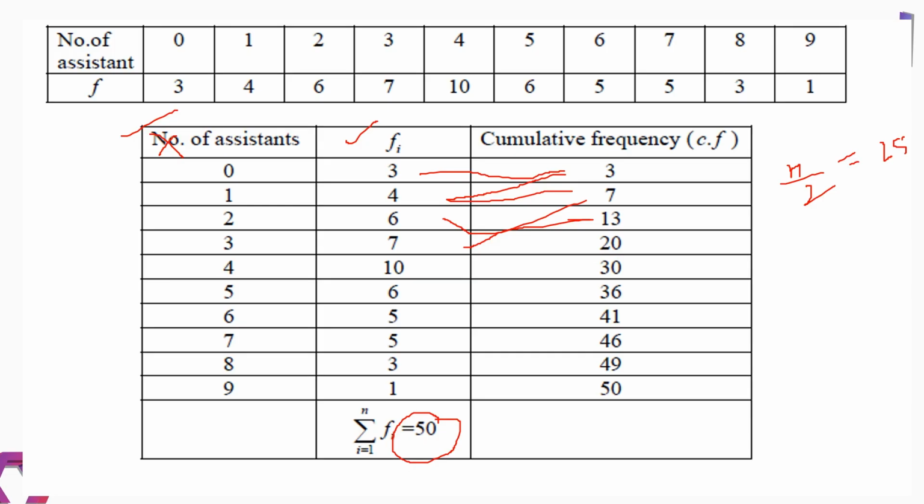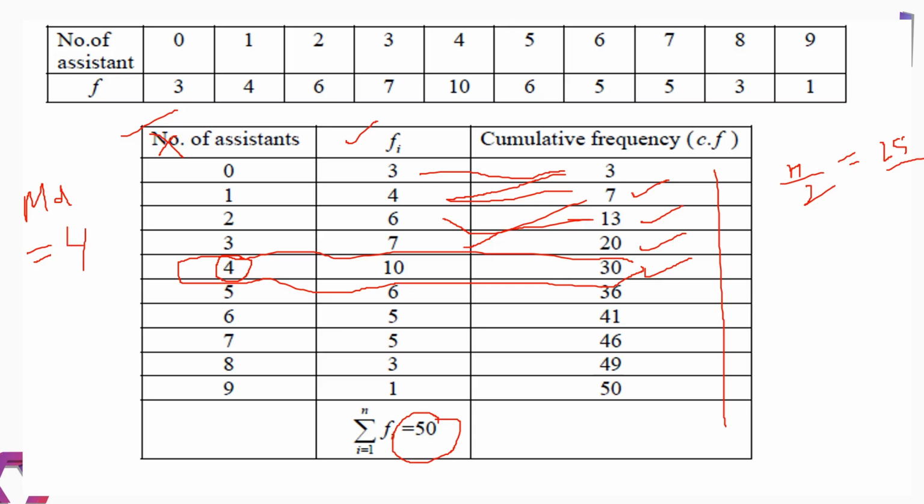Now what next? N by 2 is 25. I have to search this 25 in this cumulative frequency. So this means it is up to 7, this means up to 13, this means up to 20, and this means it is up to 30. It means 25 comes in this class. So select this whole class, and we find the value in X. The value in X selected is the median. So the median of this data is 4. Very simple.